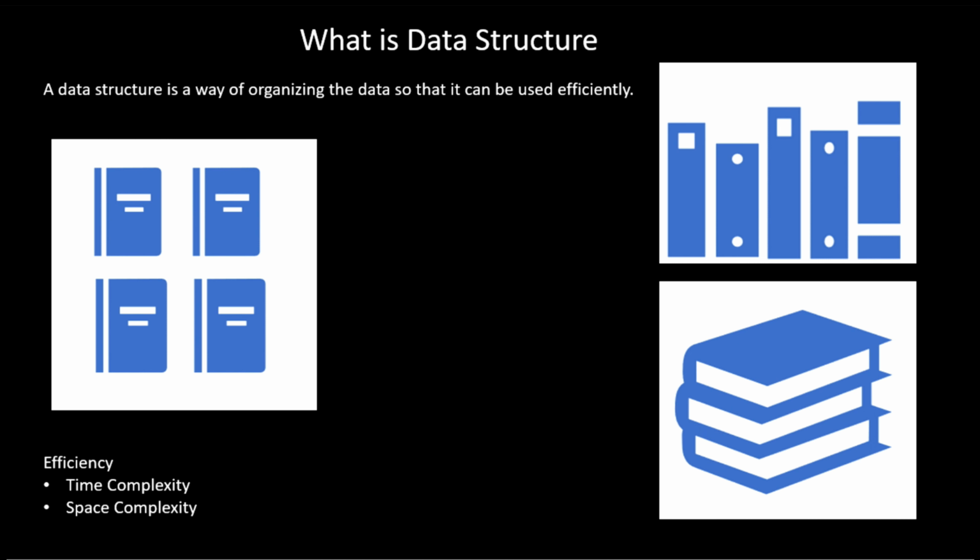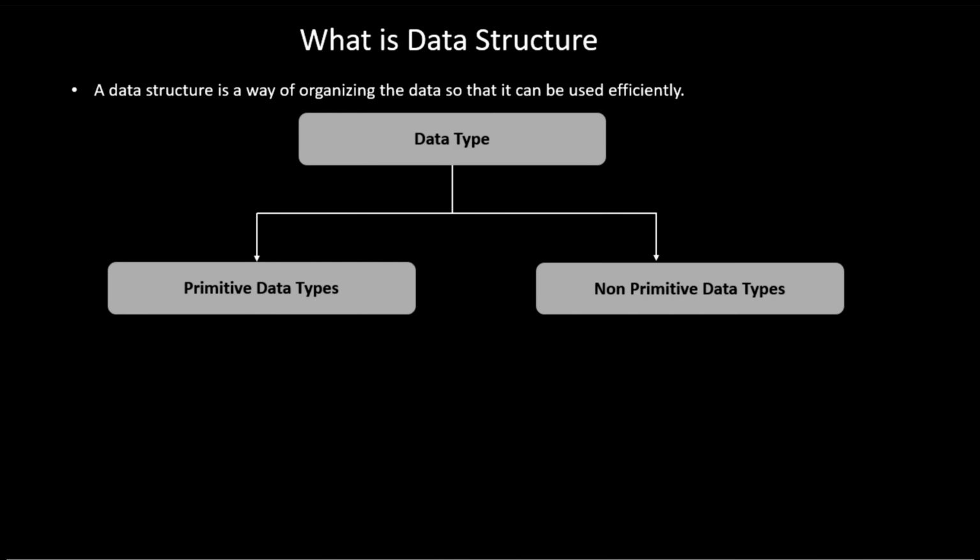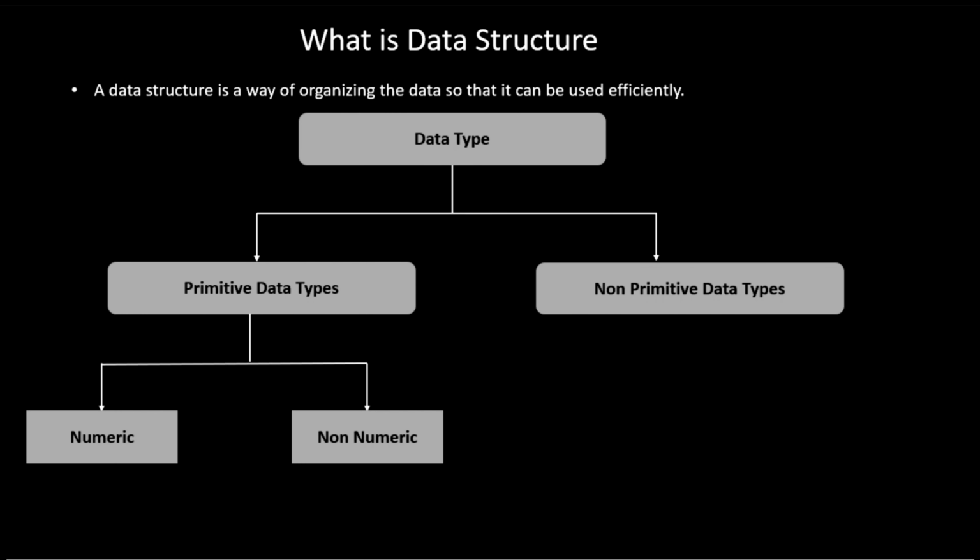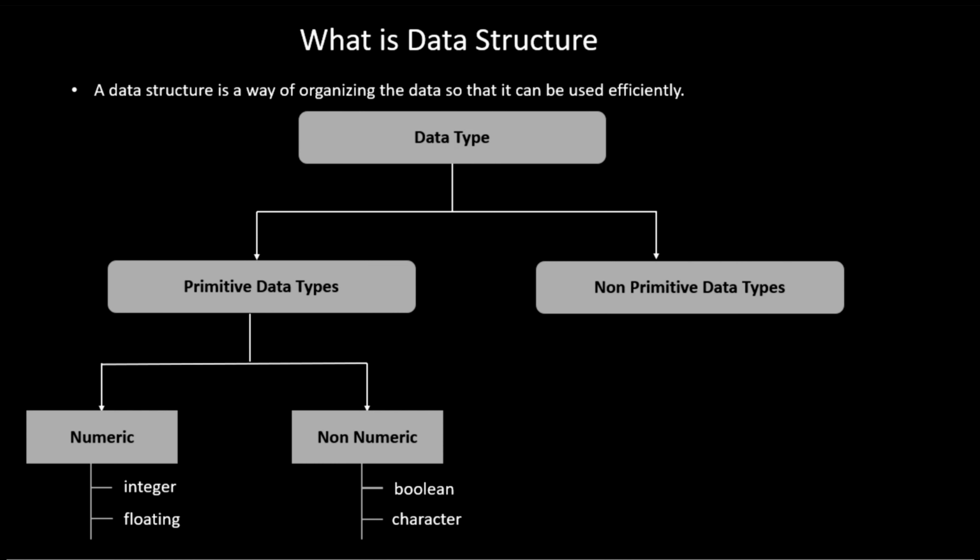Depending on the type, we divide data types in two different ways: primitive data types and non-primitive data types. What are primitive data types? They can be numeric and non-numeric. In numeric, we have integer data types like int and floating data types like float, double, etc. In non-numeric, we have the boolean data type, true or false, and the character data type.